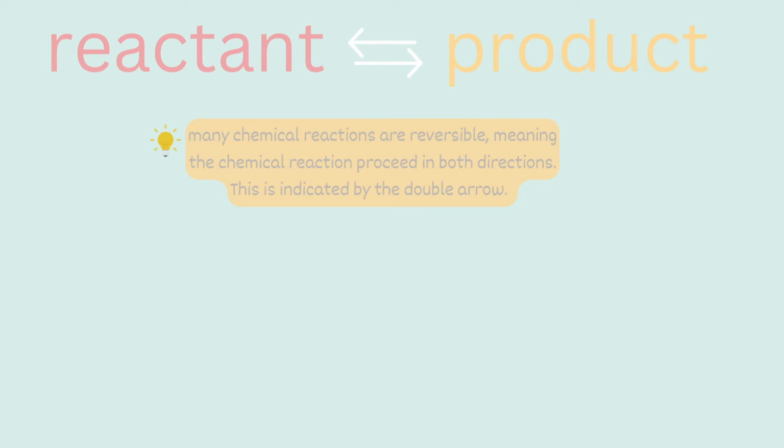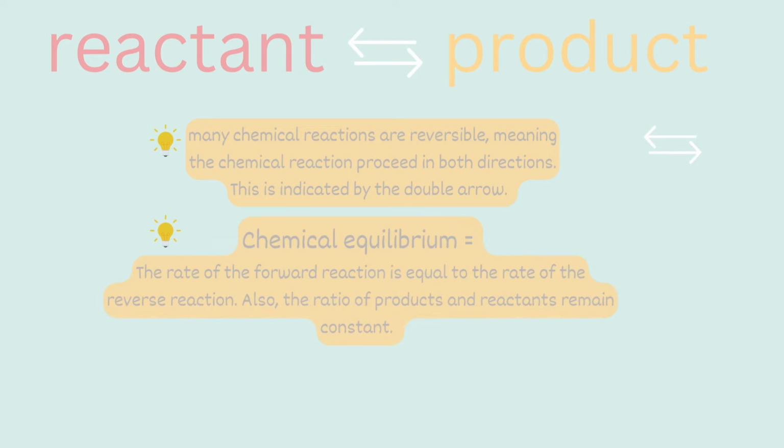We know in a chemical reaction there is a reactant side and a product side. Many chemical reactions are reversible, meaning the chemical reaction proceeds in both directions, and this is indicated by the double arrow. Your reactant forming a product is called the forward reaction, and the product reversing and forming the reactant is called your reverse reaction. In a chemical equilibrium, the rate of the forward reaction is equal to the rate of the reverse reaction. Also, the ratio of products and reactants is constant, meaning the amount of reactant and product does not change, it stays the same.